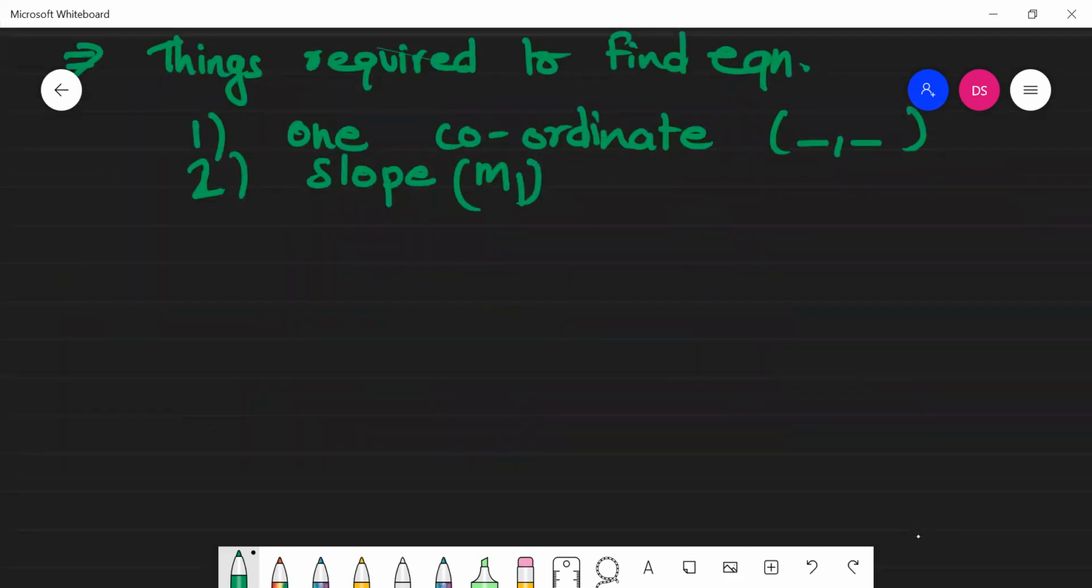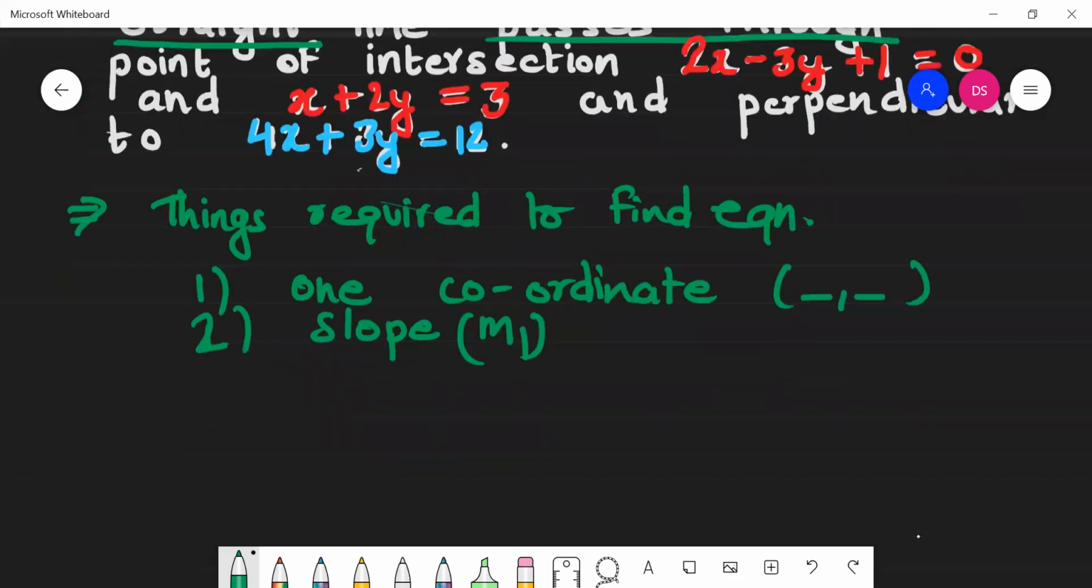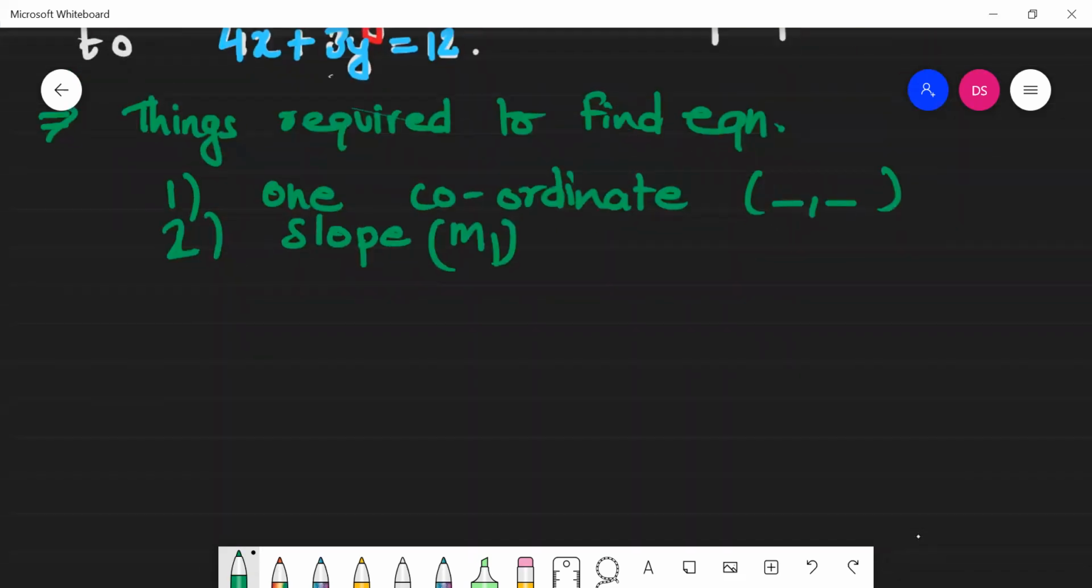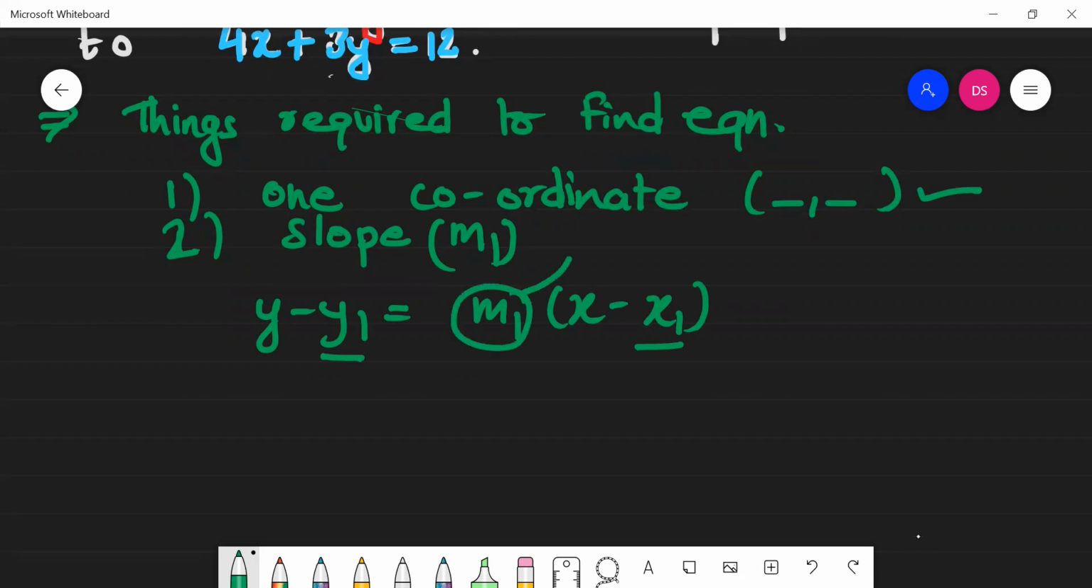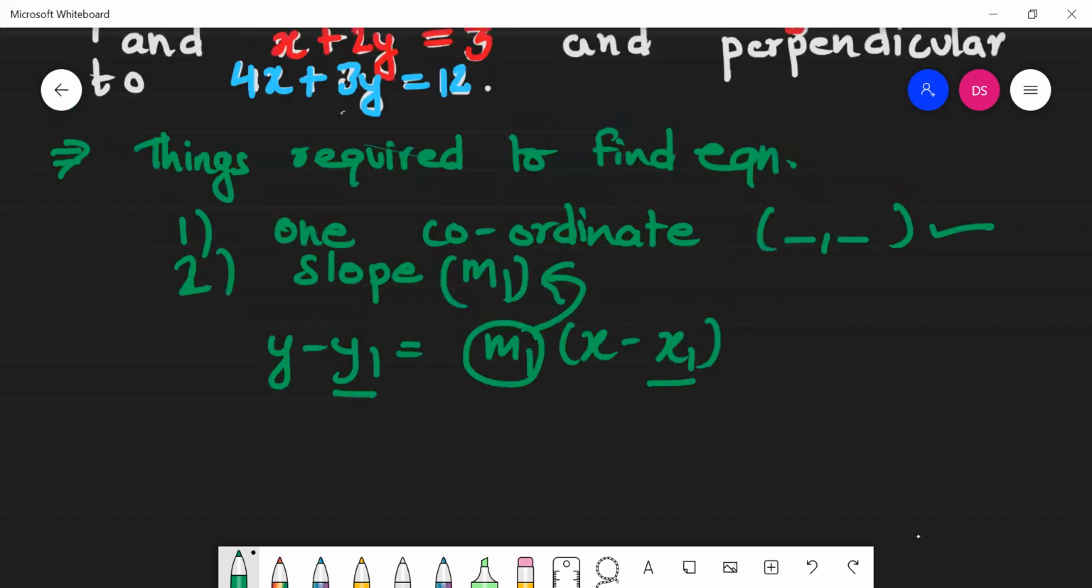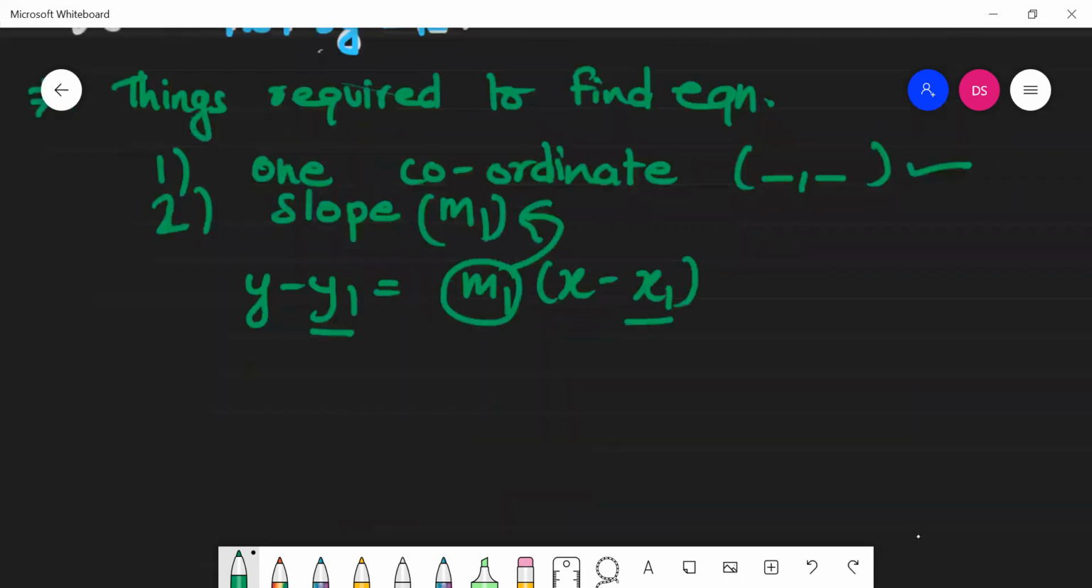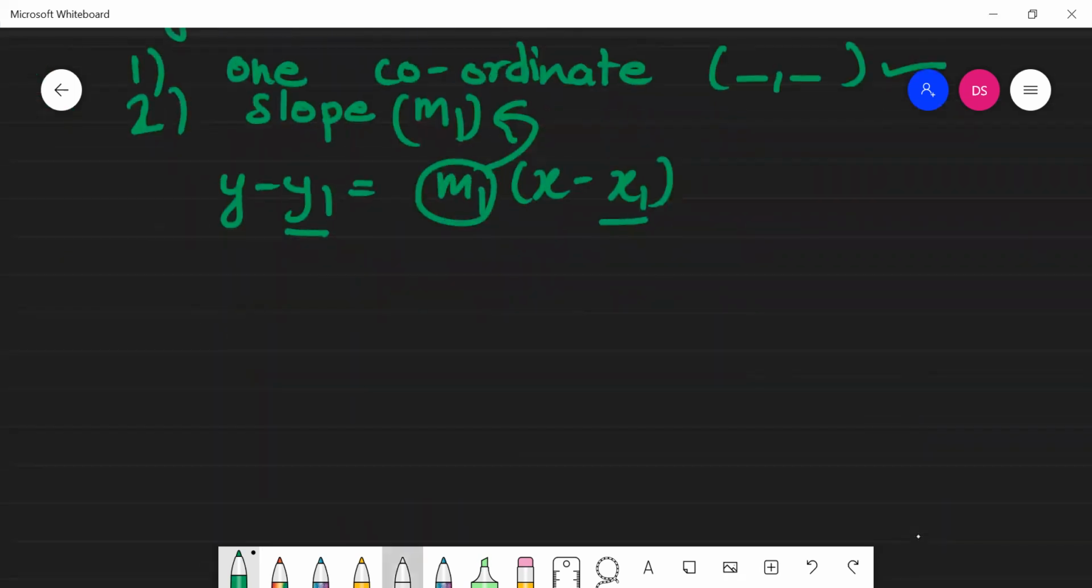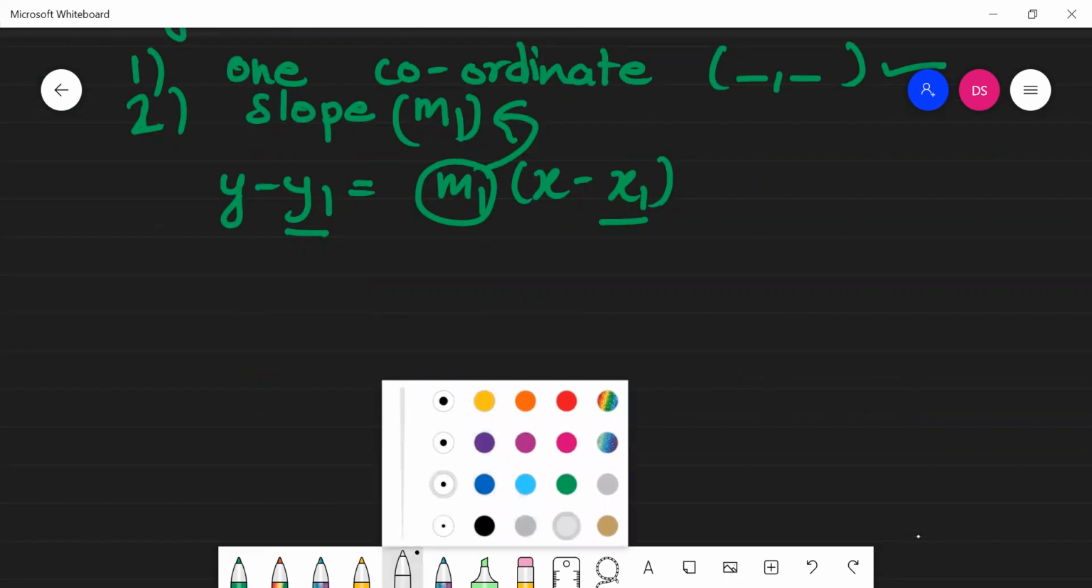Now why I'm writing that the required things for the equation are one coordinate and slope: because our equation format is y minus y1 equals m1 times (x minus x1). This y1 and x1 will come from the coordinate, and this m1 will come from the slope. So first, you need to understand all these things. Now I'm going to give you the solution. So my solution is going to be like this.